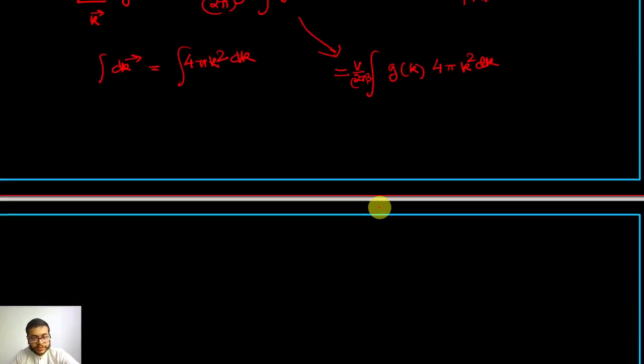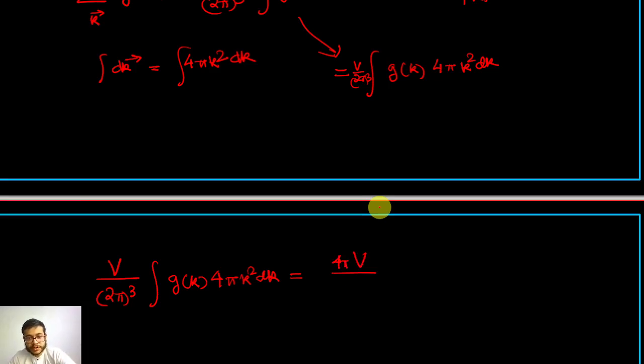Now what we want to do is, if this is the integral, then gk 4 pi k square dk is the total integral that we will have, right? So what we can do is pull out the 4 pi term, and we can say that this is 4 pi v by 2 pi whole cube into gk k square dk. So that is what we can say. And if we do all the math, this is what we get in terms of the magnitude of k.